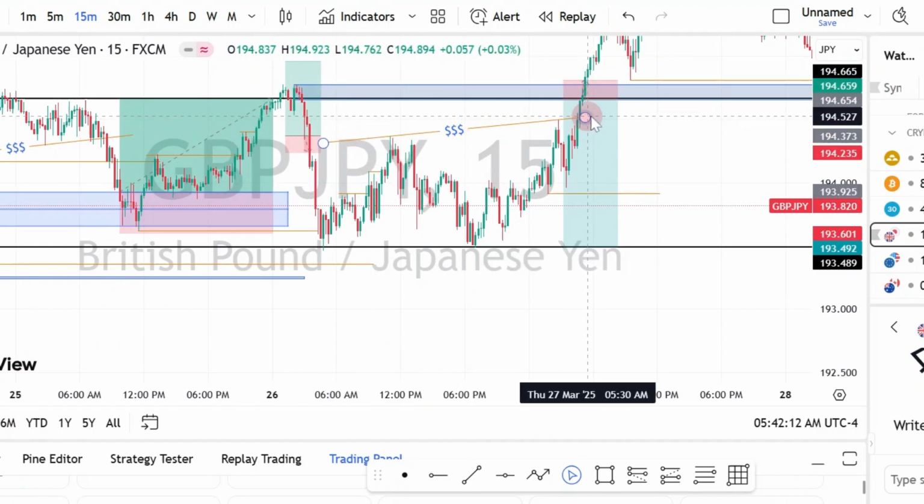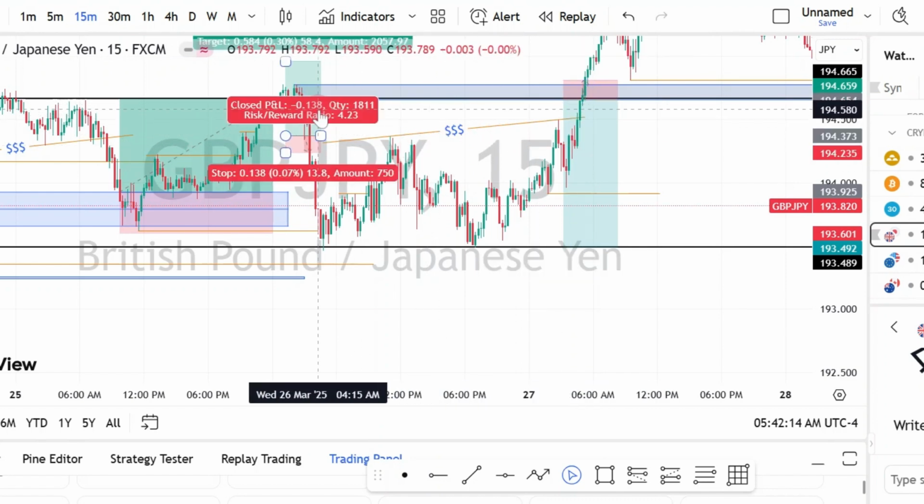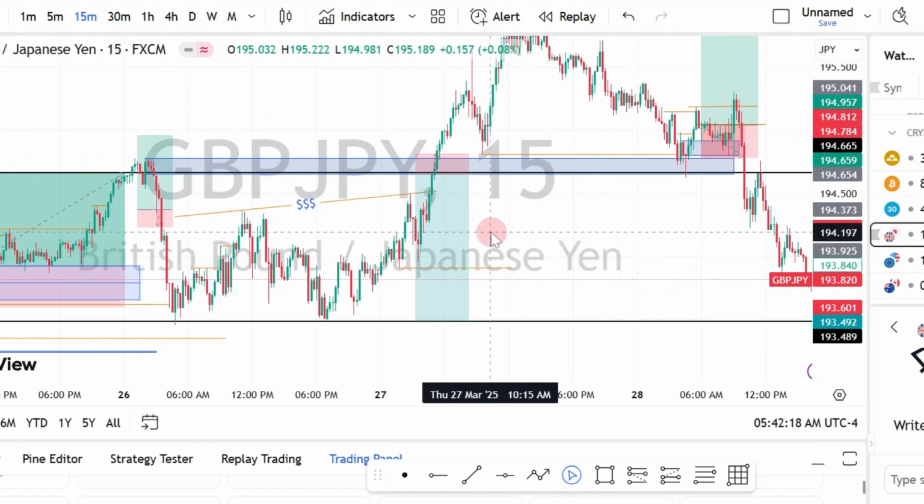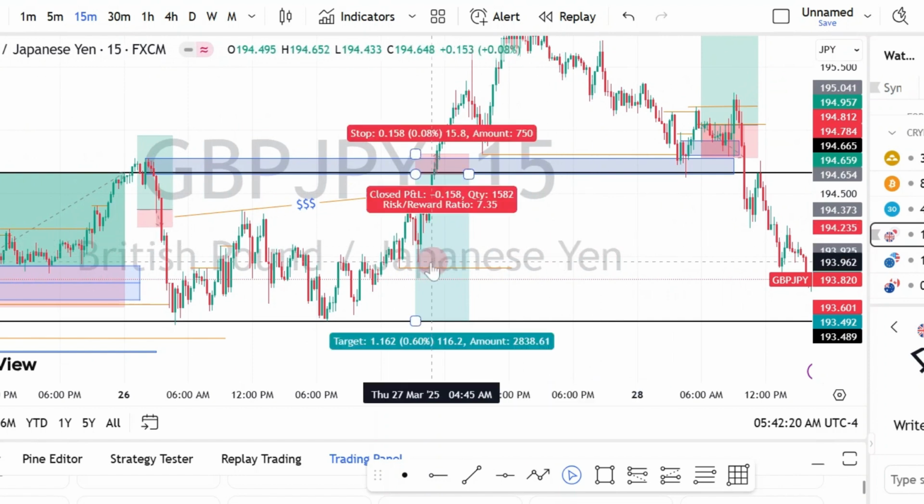Price was supposed to sweep down, sweep up, then it should tap into this zone, then start selling down. That's what I analyzed on Thursday. Yeah, that was two days ago, on Thursday.